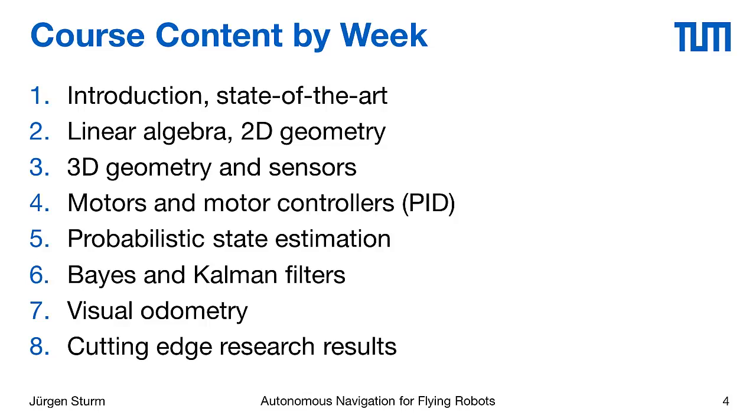In week 5 we then introduce probabilistic state estimation. We will do that first by giving a brief recap on probability theory, and then we will look at Bayes' law and how that can be used to infer the world state. In week 6 we extend this then to the so-called filters, like the Bayes filter, but of course also the Kalman filter, and then in the exercises you will implement parts of a Kalman filter, of an extended Kalman filter, to track the position of a quadrotor given GPS signals.